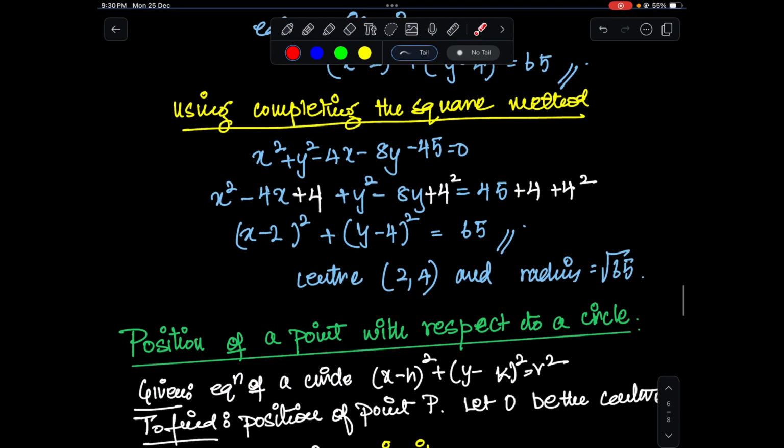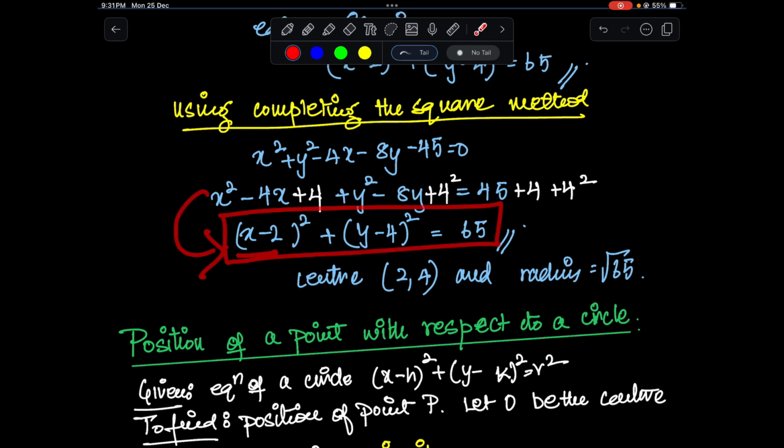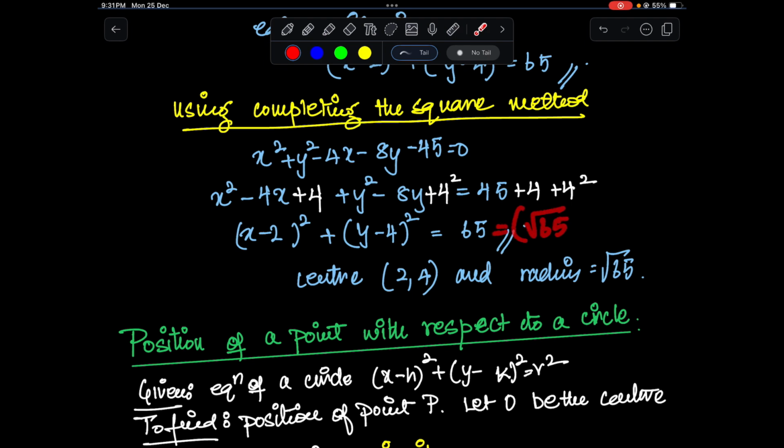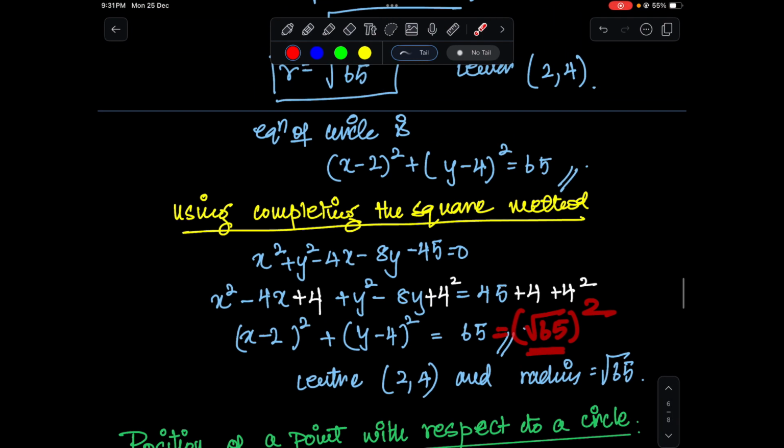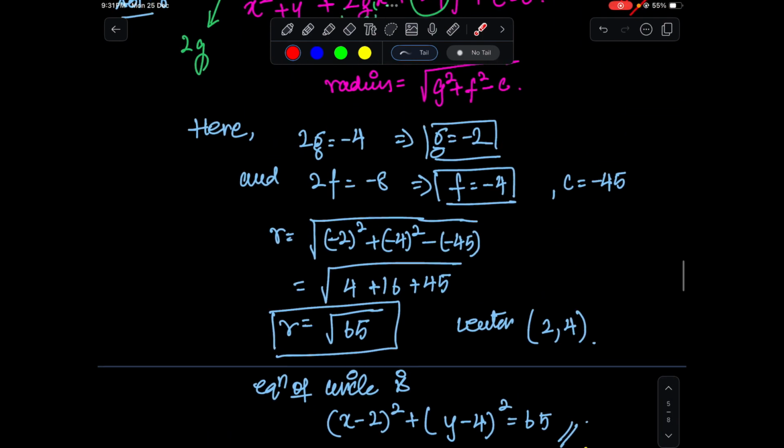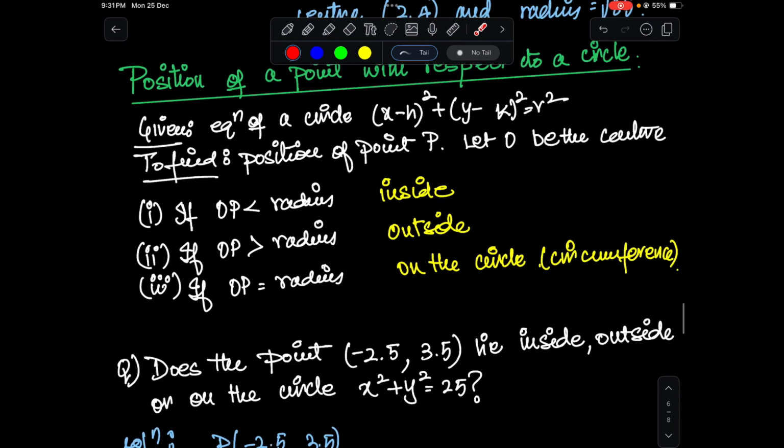The reason we are doing this is that we are already aware of this form. Once I do completing the square, I will end up with this form, and using this form I can very well tell that the center is (2, 4) and the radius is root 65, because this should be written in this R square form. So this becomes the radius. So either you can do this completing the square, or you can compare this and solve it.